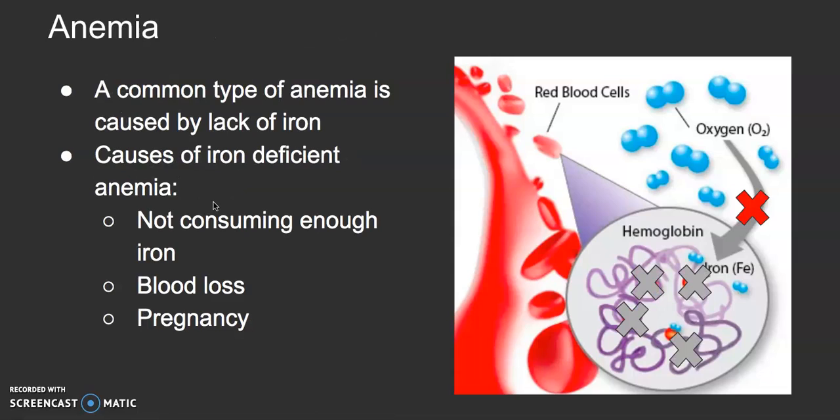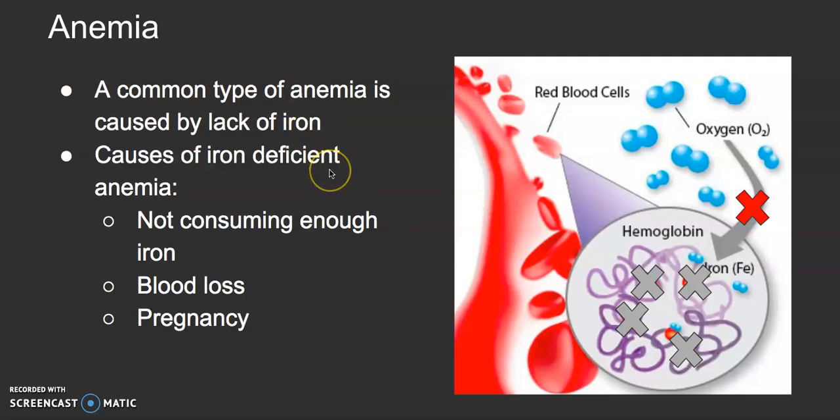So what happens with anemia? Since there's no iron, there can be no oxygen going into the red blood cells and bonding to this hemoglobin. And so there are fewer red blood cells, and red blood cells that are not carrying oxygen.